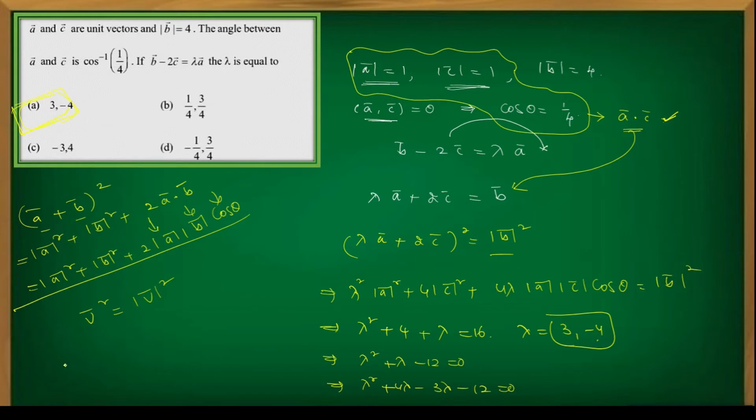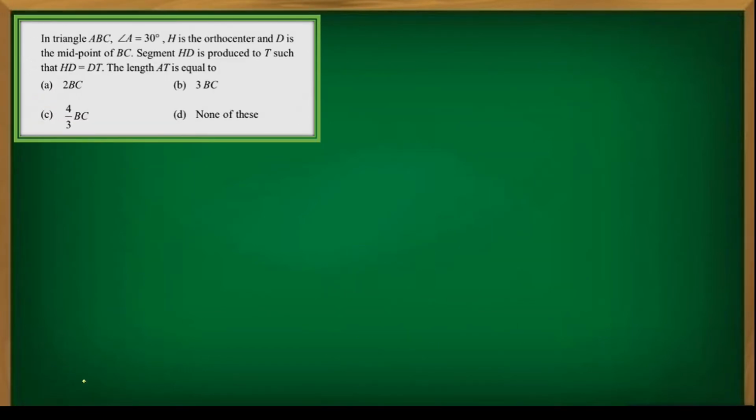Okay, so according to the data, the procedure you have to search for, right here you see. In a triangle ABC, angle A is equal to 30 degrees. H is the orthocenter. D is the midpoint of BC. Segment HD is produced to T such that HD is equal to DT. What is the length of AT?